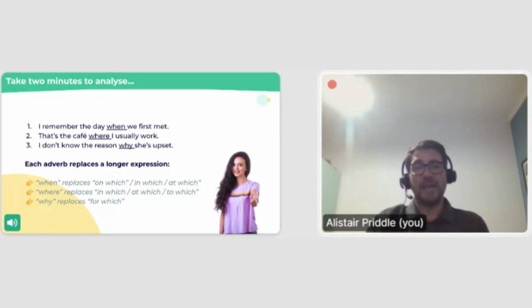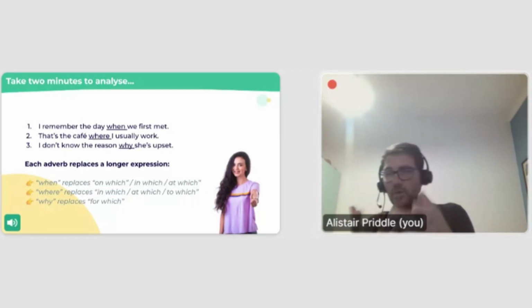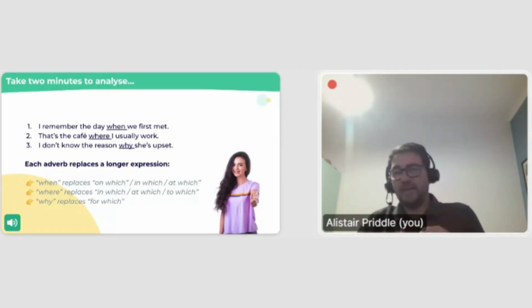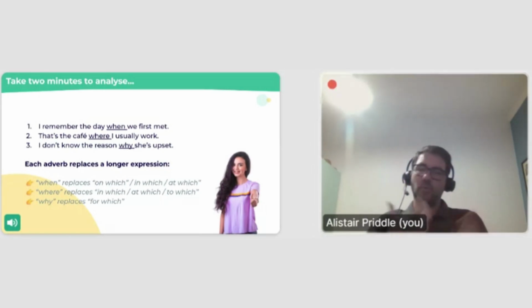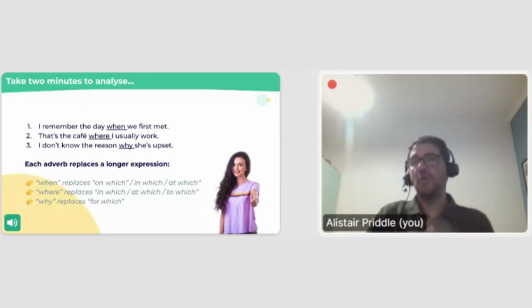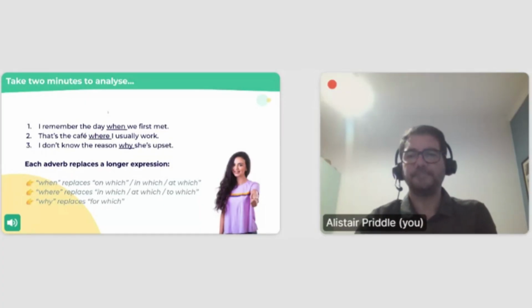We use where to replace in which, at which, or to which. So number 2, that's the cafe in which I usually work, or at which I usually work. We can replace those with where. That's the cafe where I usually work. And then why replaces for which. So I don't know the reason for which she's upset. It's more natural to use why. I don't know the reason why she's upset.